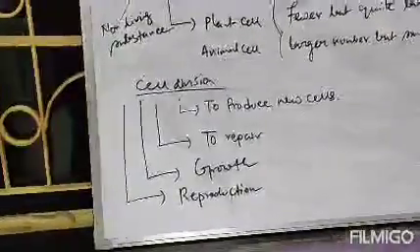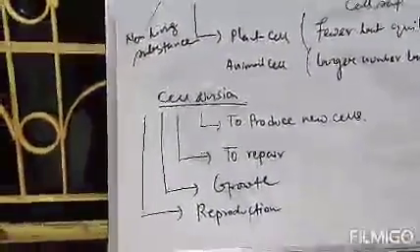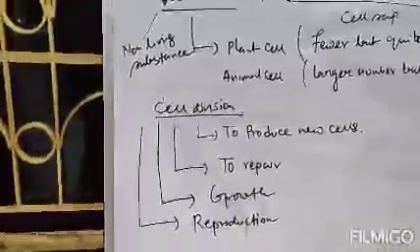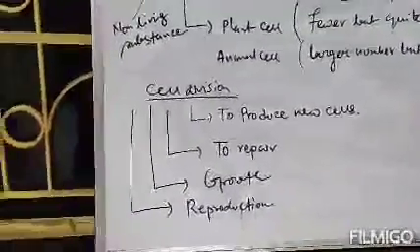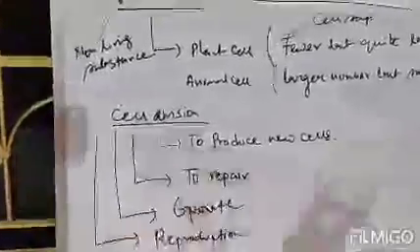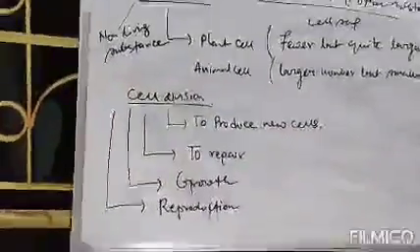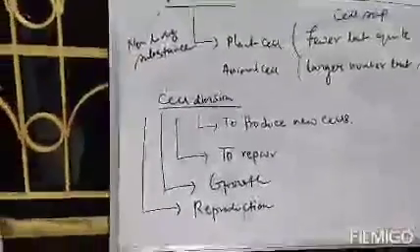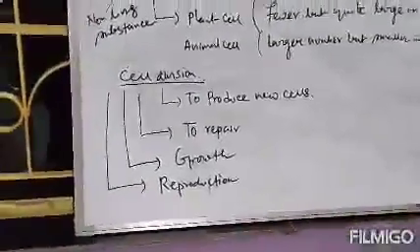Clear? So these are the four functions of cell division, and it is necessary because all living organisms, including humans and plants, have cells, and those cells have a definite lifespan. After the lifespan is over, the cells will die. So we need new cells. That's why cell division comes. Its main motto is to produce new cells, to repair the damaged cells, to grow the cells, and for reproduction. Clear? Next, so this is the end of the chapter. The chapter is complete.